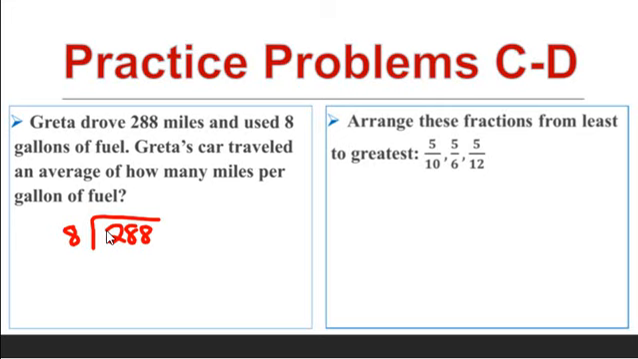So 8 goes into 28 3 times. 8 times 3 is 24. Subtract below, 28 minus 24 is 4. Bring down the 8. 8 goes into 48 6 times, 8 times 6 is 48. Subtract, get 0. So 36 miles per gallon.